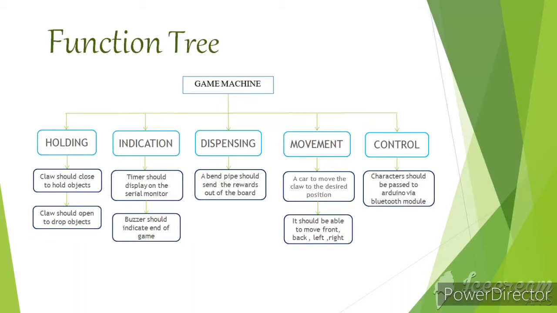They were: the claw should be able to hold and drop objects. A timer should display on the serial monitor. Buzzer should indicate the end of the game. A dispenser, that is a bent pipe, should be able to send the rewards out. A car should be able to move the claw to the desired position. It should be able to move front, back, left and right. Characters should be taken from the phone and passed to the Arduino via the Bluetooth module, which will control the movement of the entire system.